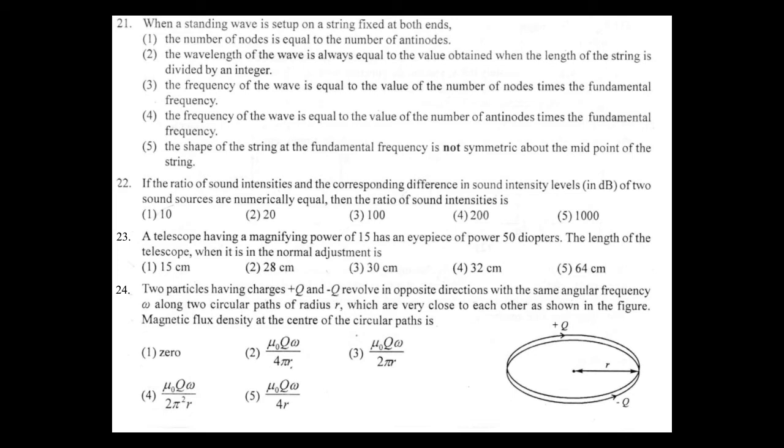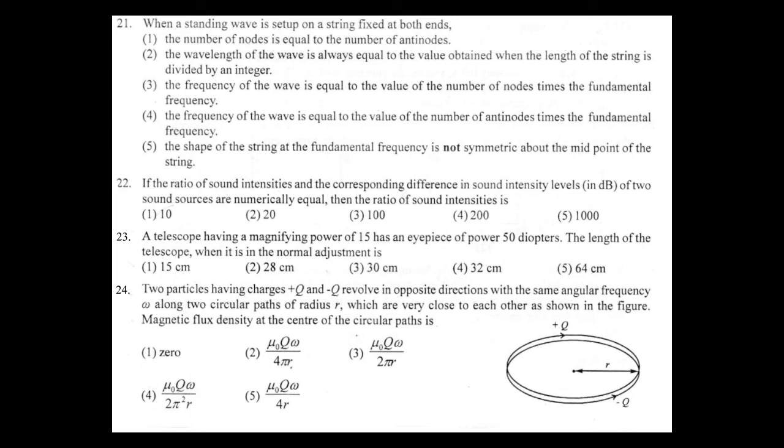Let's see the answers. First one, the number of nodes is equal to the number of antinodes. No, by looking at the diagram, you will understand that nodes and antinodes are not equal. Answer 2, the wavelength of the wave is always equal to the value obtained when the length of the string is divided by an integer. No, lambda is 2L, length multiplied by an integer is the right one.